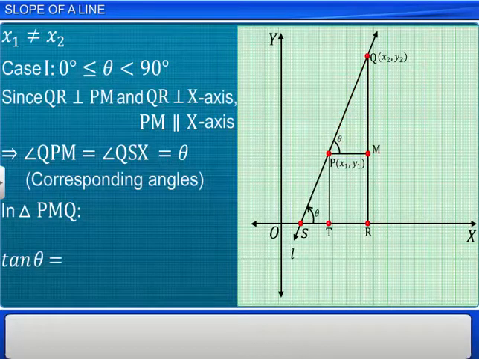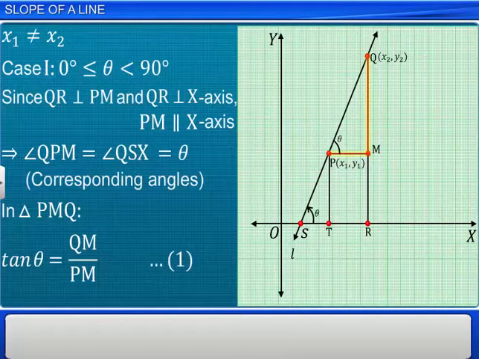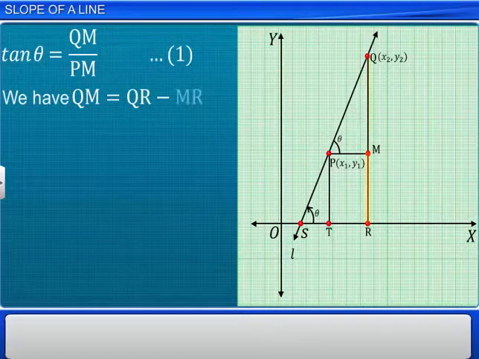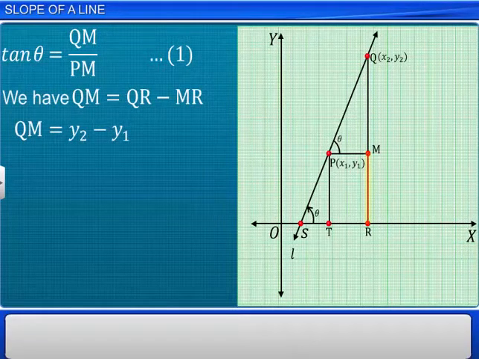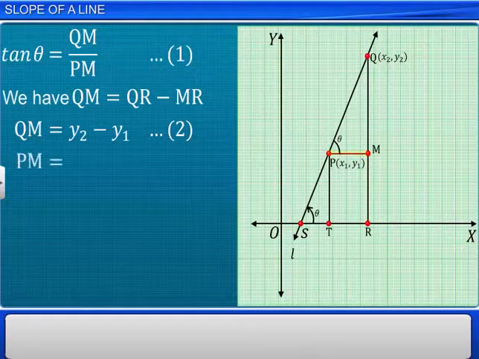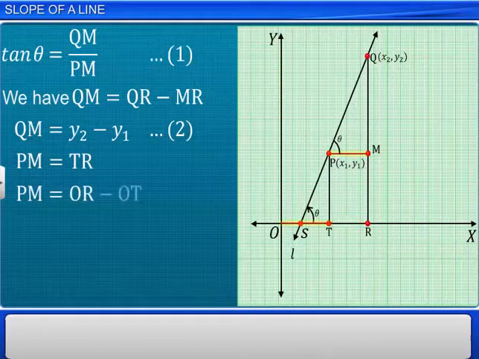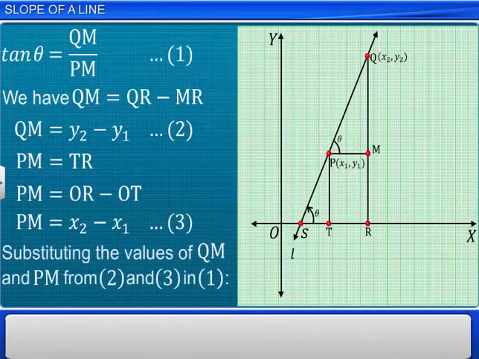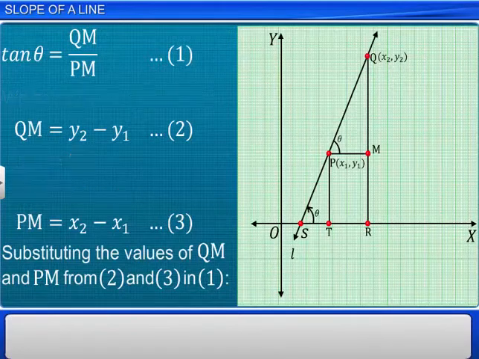Let this be equation 1. Now, QM is equal to QR minus MR or Y2 minus Y1. Let this be equation 2. Also, PM is equal to TR. This means PM is equal to OR minus OT or X2 minus X1. Let this be equation 3. Substituting the values of QM and PM from equations 2 and 3 in equation 1, we get the value of tan theta as (Y2 minus Y1) upon (X2 minus X1).